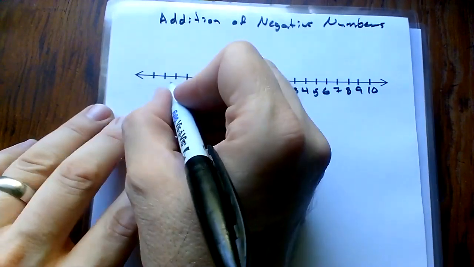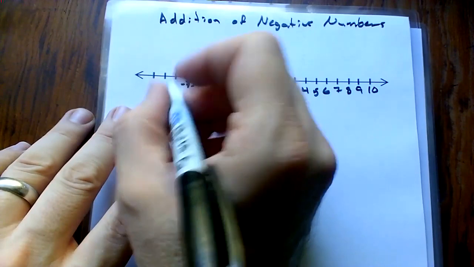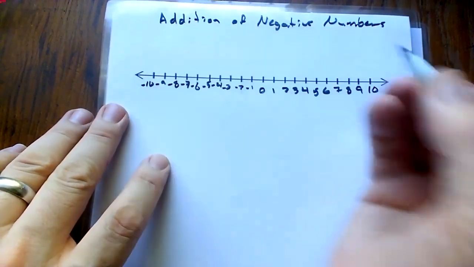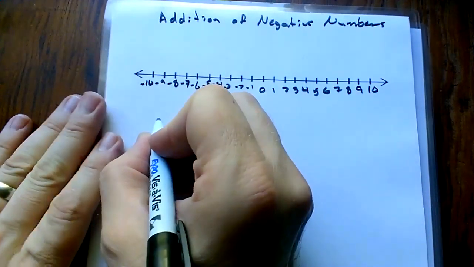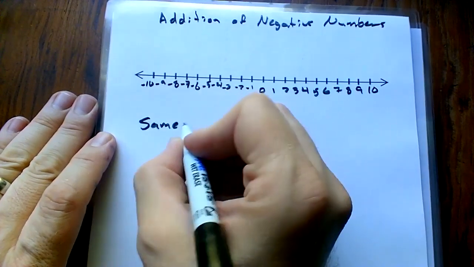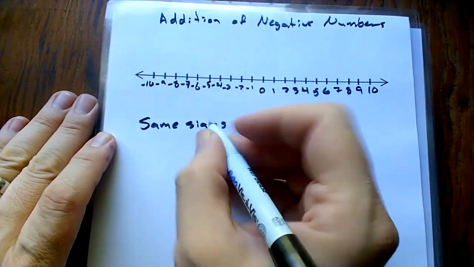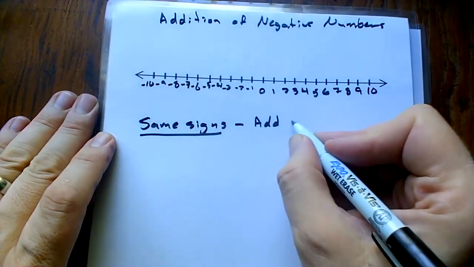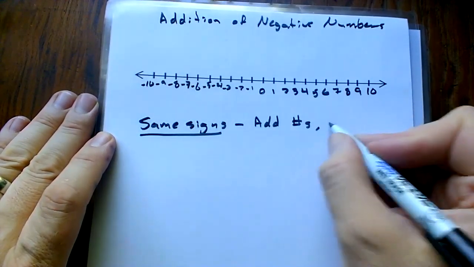If you've got two numbers with the same signs, you're just going to add the numbers. So when it comes to addition, if you've got the same signs, you're going to add the numbers, and you're going to keep the sign.